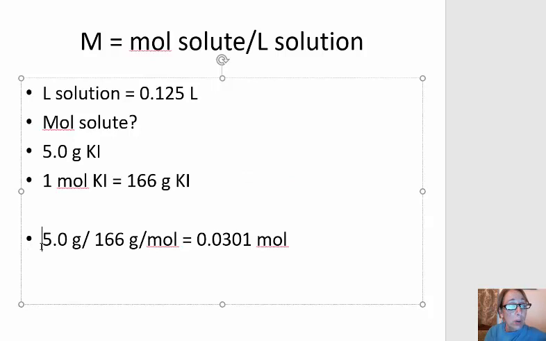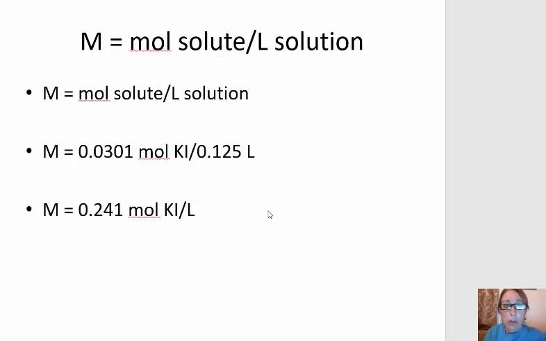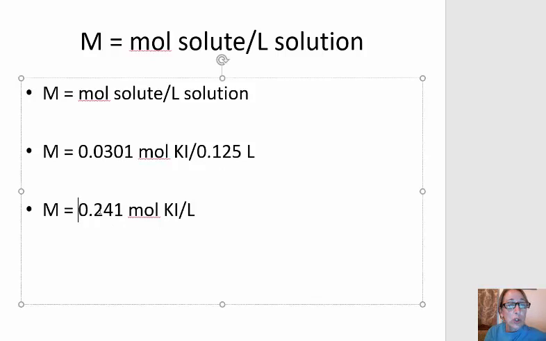So we take the 5 grams of potassium iodide, we divide it by the molar mass, and we end up with 0.0301 moles. And that makes sense because we have 5 grams, which is way less than 166 grams, so I should have way less moles than 1. So then we simply plug into the formula. 0.0301 moles divided by 0.125 liters is equal to 0.241 moles per liter.